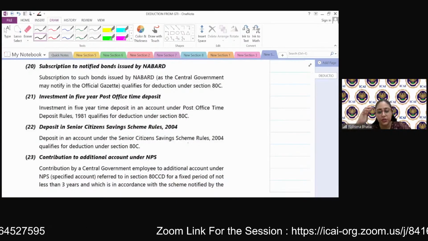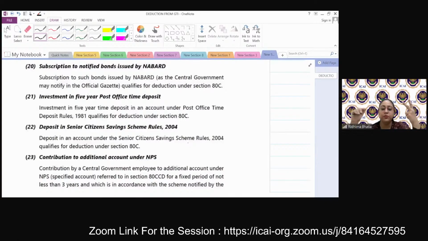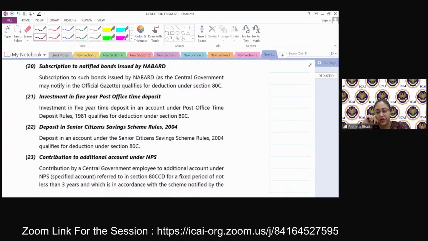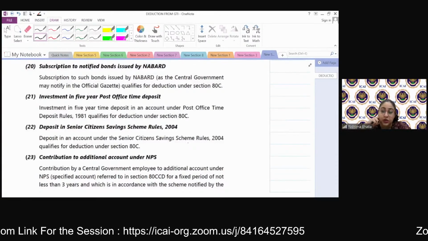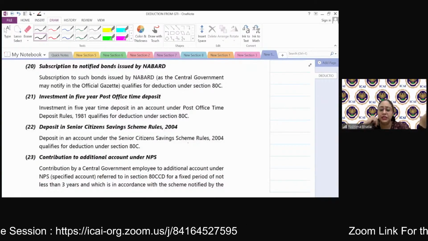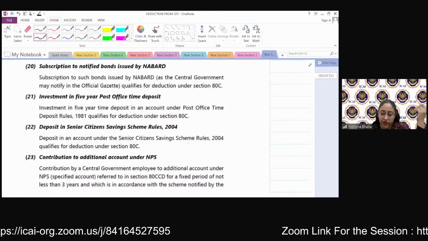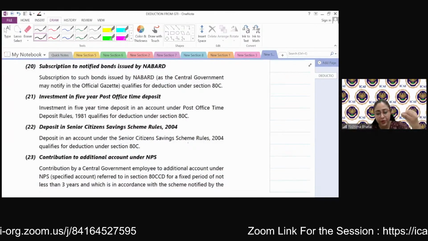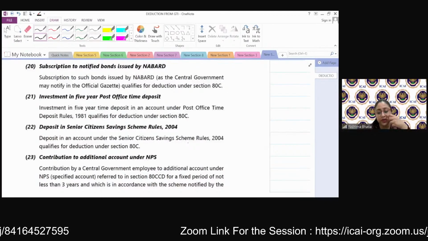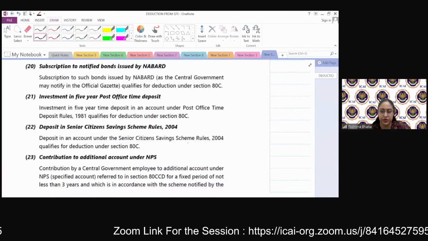So if I have to quickly revise, what are the options here? LIC premium: you have to check the premium versus the capital sum assured. Provident fund: employee contribution to SPF, RPF, and your statutory superannuation fund. Amount invested in National Savings Certificate, principal repayment, tuition fees, FD of 5 years, notified pension scheme, stamp duty and registration, ULIPs, NABARD bonds, senior citizen savings scheme, Sukanya Samriddhi account, and NPS tier 2. And this is only for central government employees.